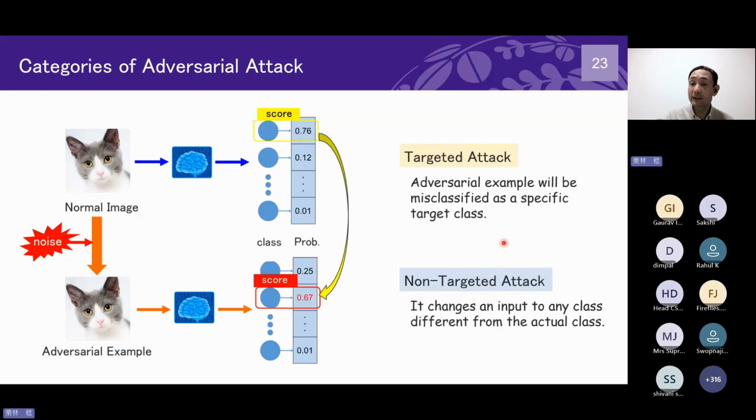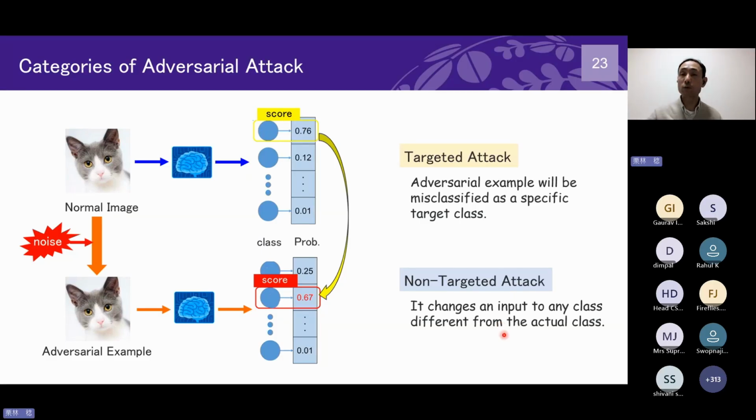And the other one is a non-targeted attack. It changes the input to any other class, any class different from the actual class. So this adversary example can be classified as something other than the cat. This is the case of the non-targeted attack.